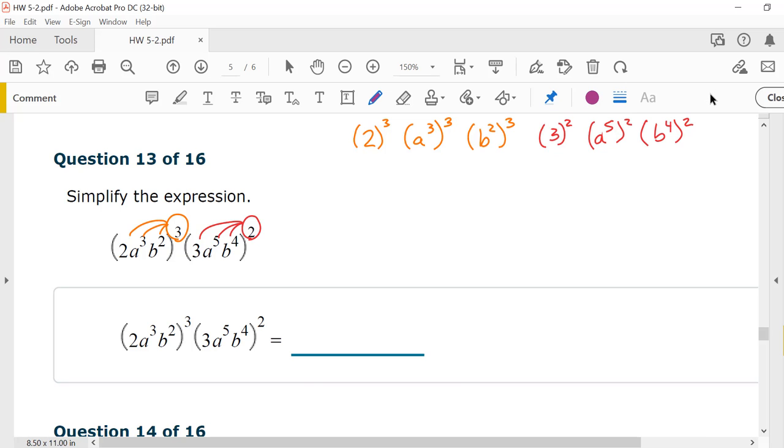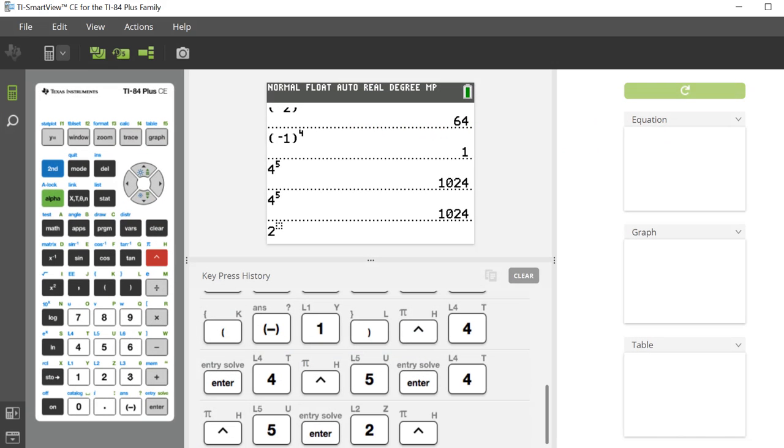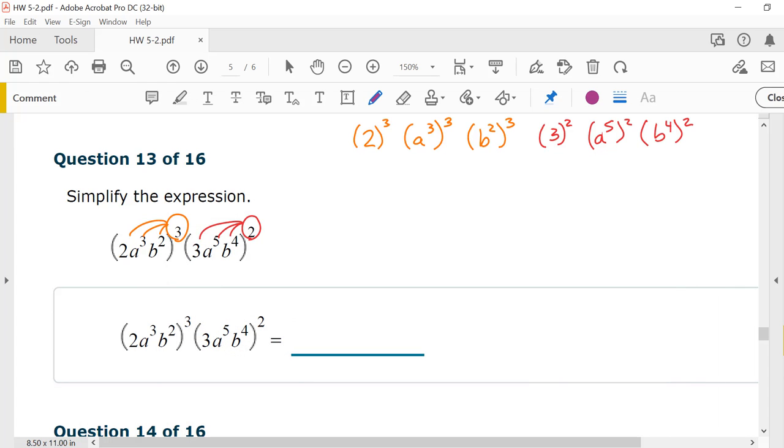All right, what is 2 cubed? 2 times 2 times 2 is 8. So I have 8. Now, a power to a power, I'm going to multiply. 3 times 3 is 9. b squared cubed, power to a power, you multiply 2 times 3, which is 6. 3 squared, 3 times 3 is 9. A to the 5th squared, you're going to multiply the exponents. That's going to be to the 10th. And one more, b to the 4th squared. 4 times 2 is 8.